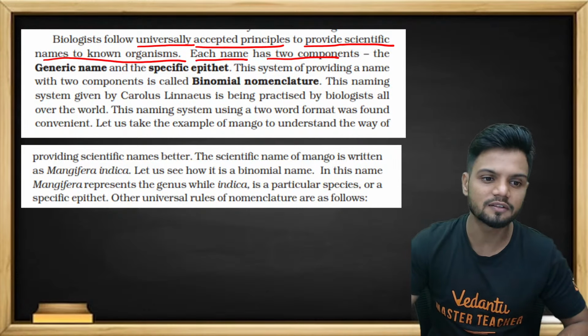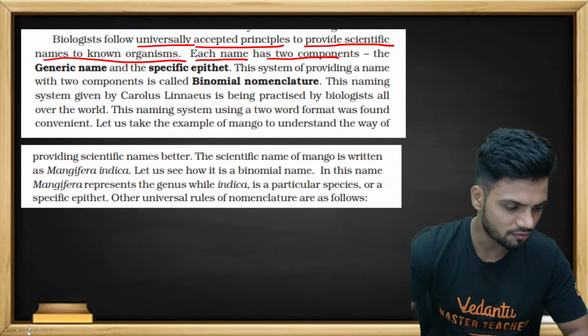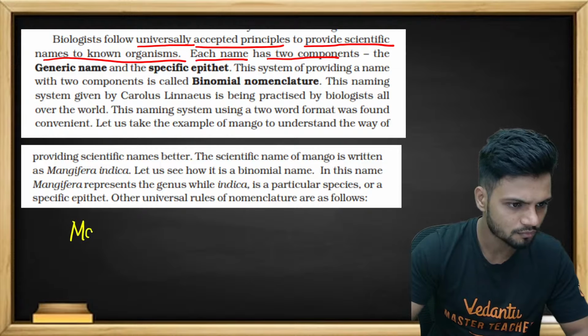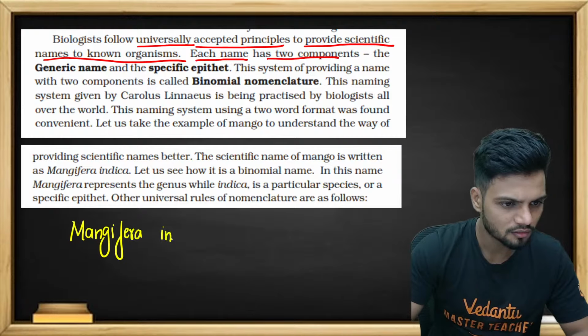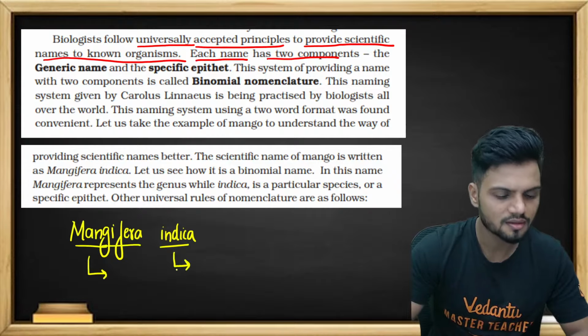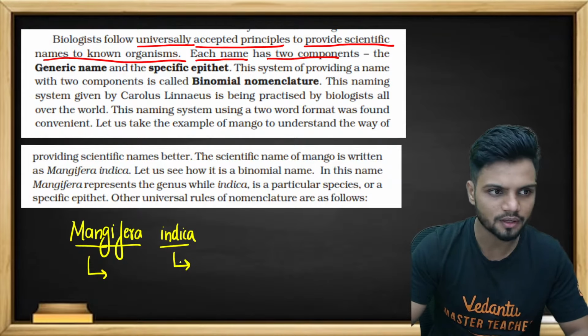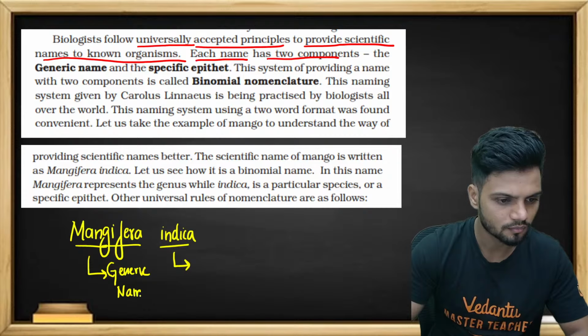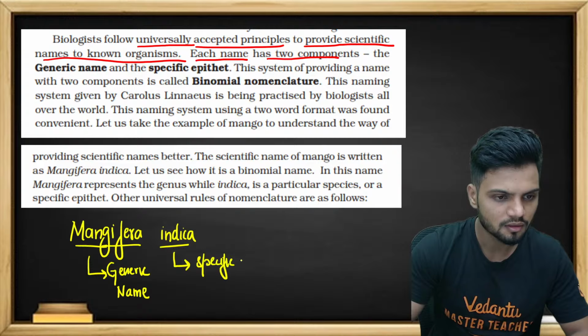The first part of scientific name, students, for example, Mangifera indica, same example we'll take everywhere. In Mangifera indica, this is the first name, this is the second. This is the first component, this is the second component. The first component becomes the generic name. The second component becomes the specific epithet.